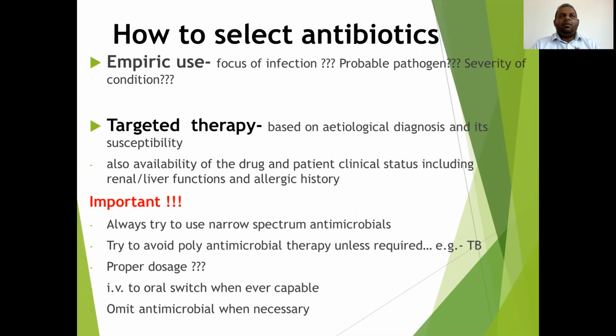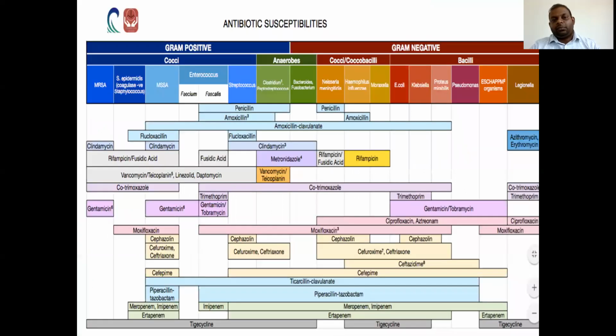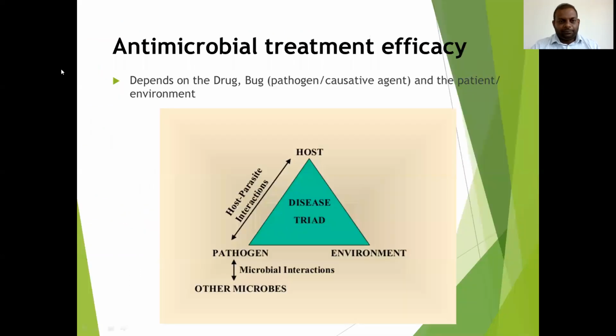For targeted therapy, once the etiological diagnosis is there, you can go. Always go for narrow spectrum. Avoid polyantibiotic use, except in TB. Use proper dosage, with weight-based formula. Omission, once an antibiotic is started, as well as commencing, is very much important. Here is an antibiotic graph; if you read this, you will get an idea that will be important.